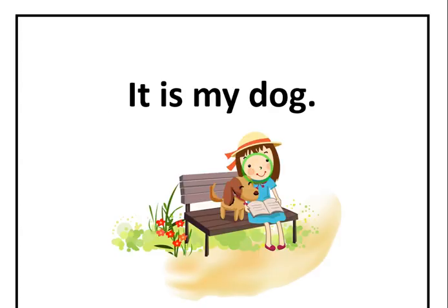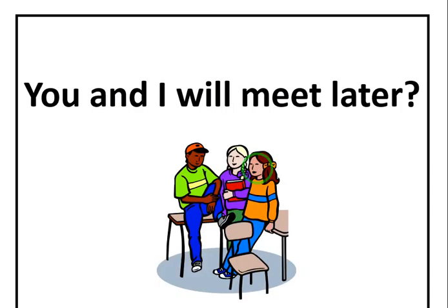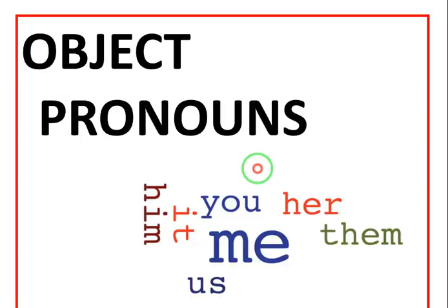Of course, here in the example, "It is my dog." Where is the subject pronoun? It. "Does he know the answer?" He, because this is a question, and you already know that the question word precedes the subject in a question. "You and I will meet later." You and I, of course, are subject pronouns.